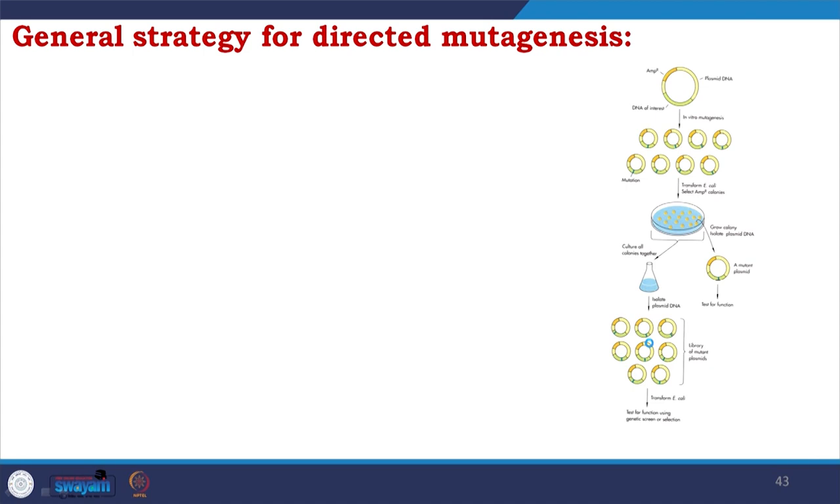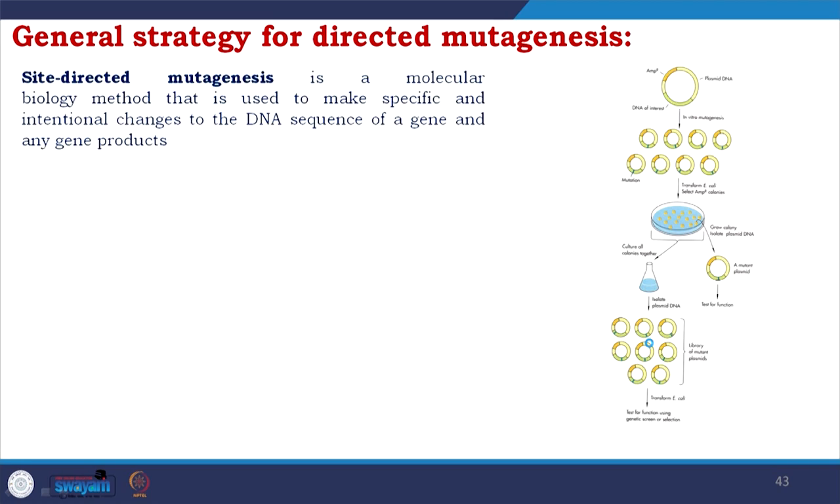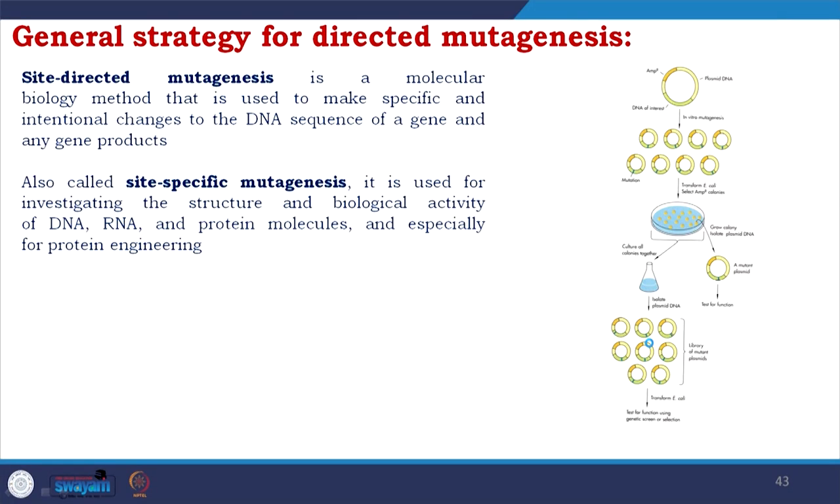Coming to the general strategy for directed mutagenesis, site directed mutagenesis is a molecular biology method that is used to make specific and intentional changes to the DNA sequence of a gene and any gene product. So, you have the gene, you want to change one amino acid, you change the nucleotide and then you proceed. That is called site directed, where you direct the mutation to a specific site. It is also called site specific mutagenesis.